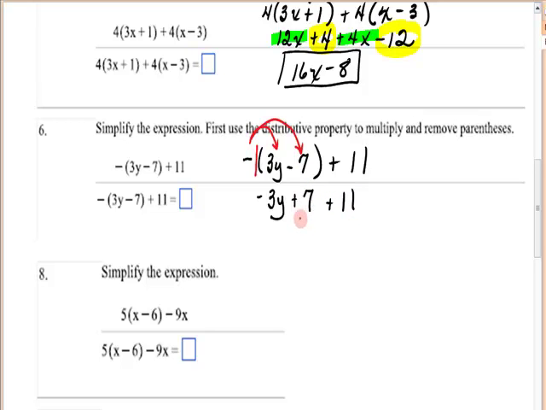Do I have any like terms? Yes, my constants are alike. So I'll keep the negative 3y. Positive 7 and positive 11 gives me positive 18.